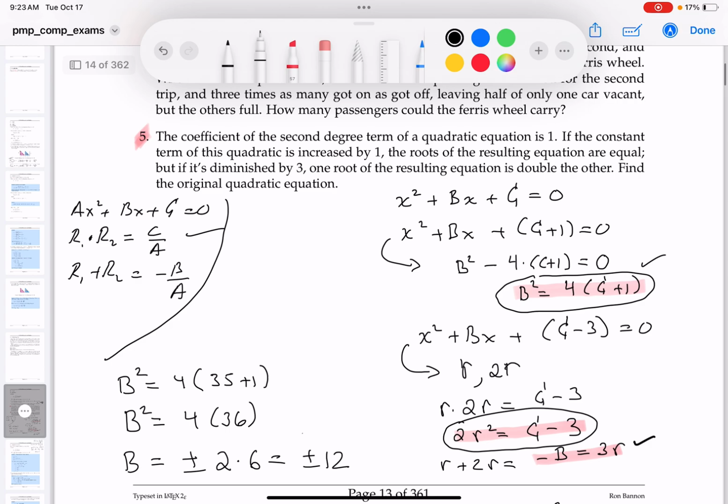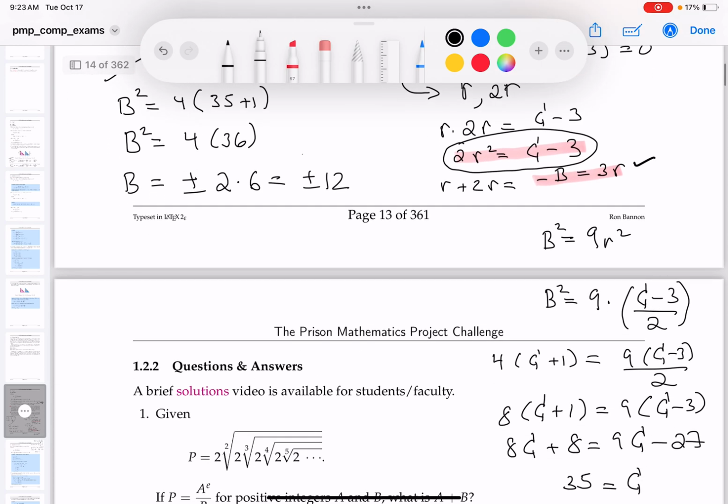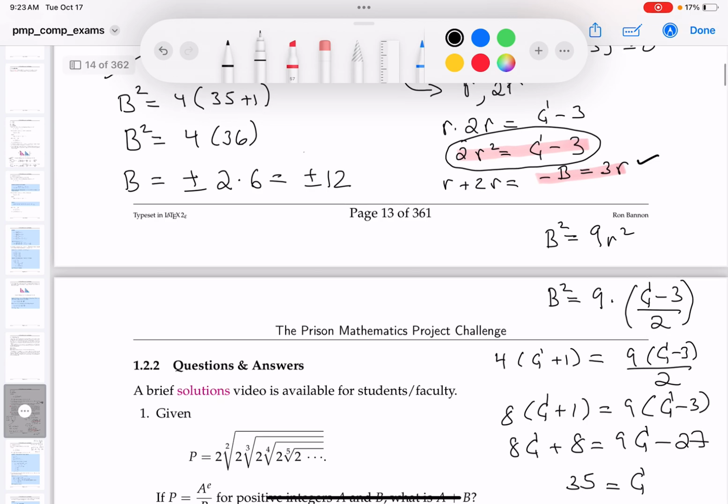So let's go back to the question. It says find the original quadratic equation. I think I just did. Let's write this down. A is 1, so it's x squared plus or minus 12x plus 35 equals 0. There are 2 equations, by the way. You can write down both if you want, though you don't have to. But the answer is x squared plus or minus 12x plus 35 is equal to 0. Thank you.